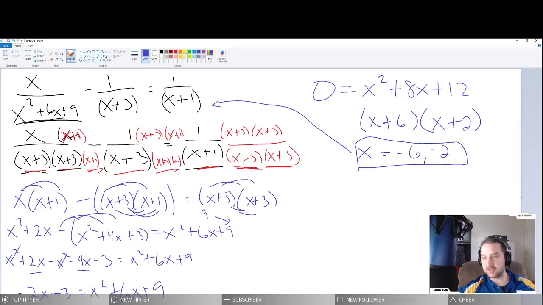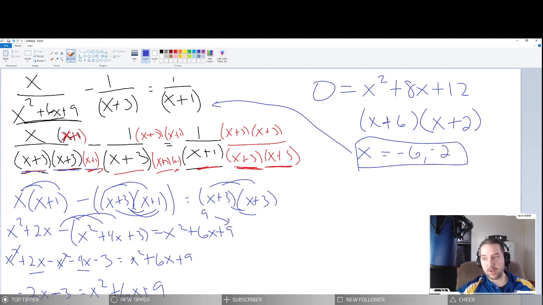So let me recap this because there's a lot going on. The strategy when we have a rational equation is we need to have all the denominators be the same. Once the denominators are all the same, you don't have to worry about them. So I factored everything so I can see all the factors, and it seems like to make all the denominators the same, they all need to have x plus 3 and x plus 1.